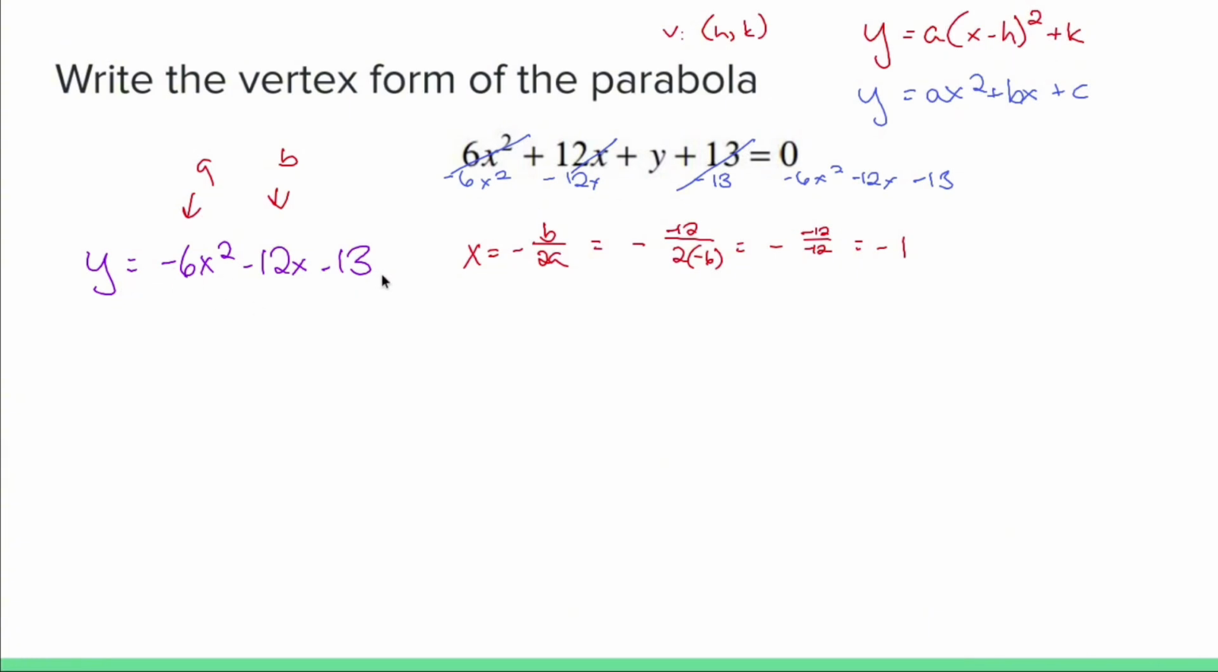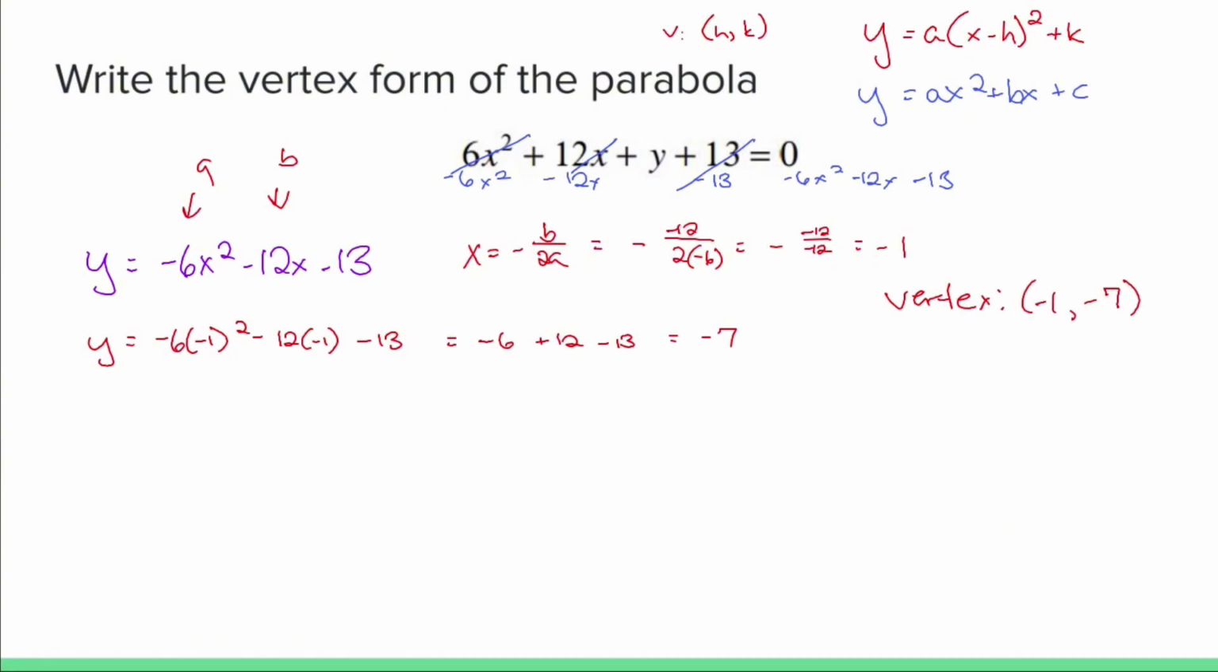How do I find the y value in my vertex? Well, I just plug it in. So the y value in my vertex is going to be y equals negative 6 times negative 1 squared minus 12 times negative 1 minus 13. Negative 1 squared is 1. Negative 6 times 1 is negative 6. Negative 12 times negative 1 is plus 12. And then minus 13 is just lingering like that song from the 90s. Negative 6 plus 12 is 6. 6 minus 13 is negative 7. So that gives me a vertex of negative 1, negative 7.